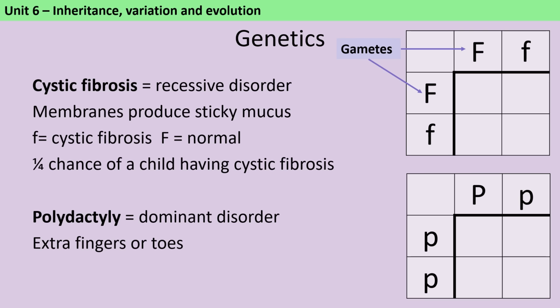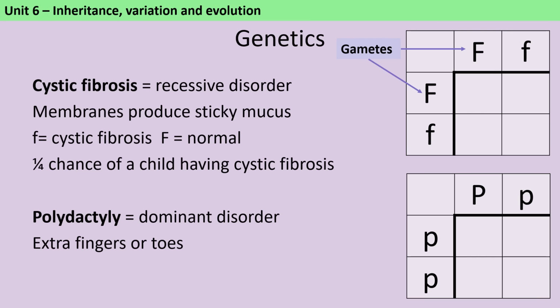This is a disorder of the membranes where they produce lots of extra really sticky mucus, and so people with cystic fibrosis often find it difficult to breathe, or they have issues with their digestive system because they're swallowing that mucus and it's being produced in the digestive system and it's just getting in the way of digestion.